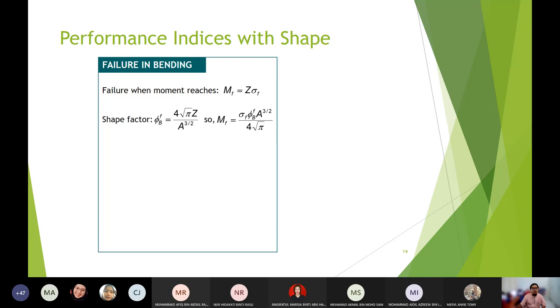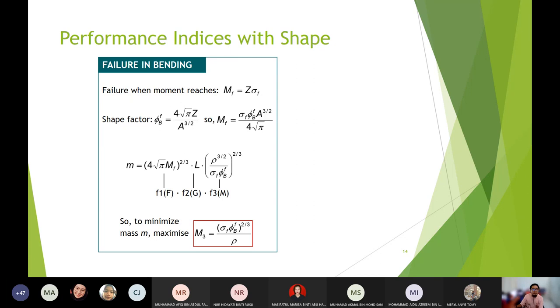For bending failure, same. Since the moment I showed just now, and the shape factor for failure, this is the formula. You can look at chapter 9 of our textbook. When we substitute A and M_f into this formula, we get Z, the formula sigma f failure in bending, A cubed, square root 4 over square root pi. When we rearrange with the performance index, functional for geometry and functional for material index, to minimize mass M we can maximize this value.